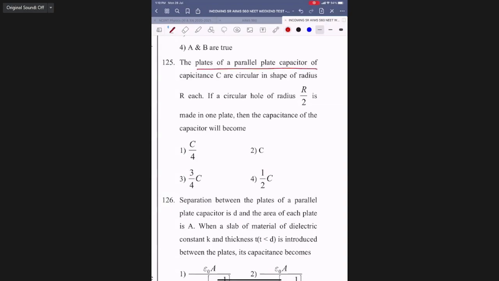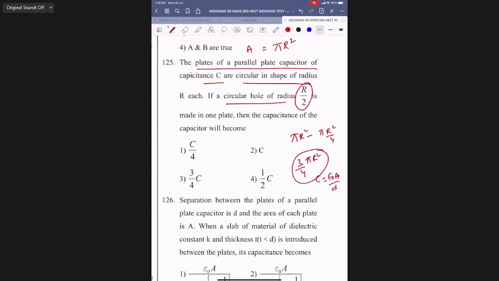The plates of the parallel plate capacitor are circular in shape, so the area will be pi r square. A circular hole of radius r by 2 is made on the capacitor. So pi r square minus pi r square by 4, the effective area will be 3 by 4, na. C is epsilon naught A by d. Then A became 3A by 4, then 3C by 4, na.